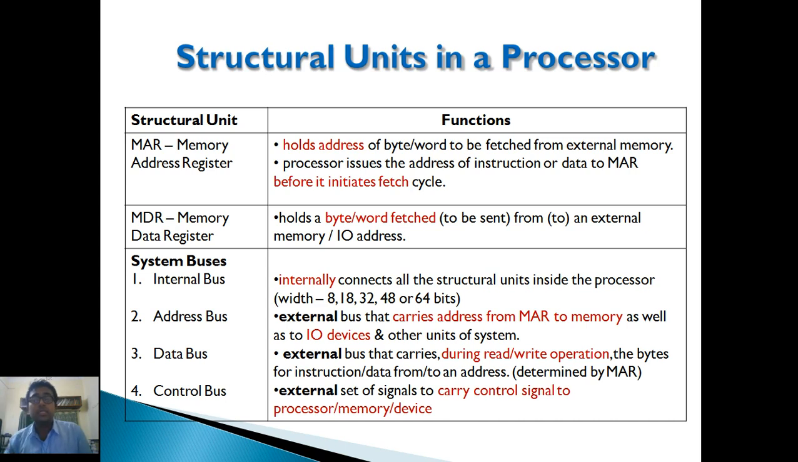What it means? First point, in case of memory address register, it holds the address of a byte or word to be fetched from external memory. So memory address register holds the address which is fetched from the external memory. External memory means the secondary memory. Secondary memory fetches the address that is held by memory address register.